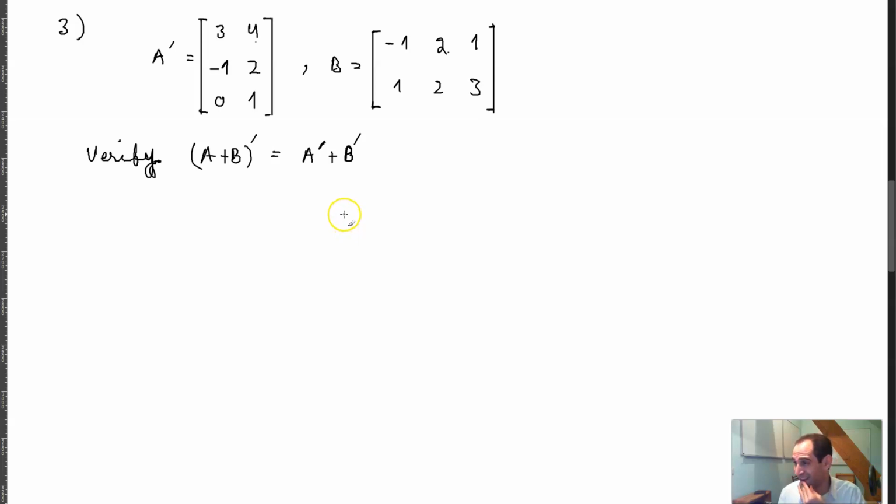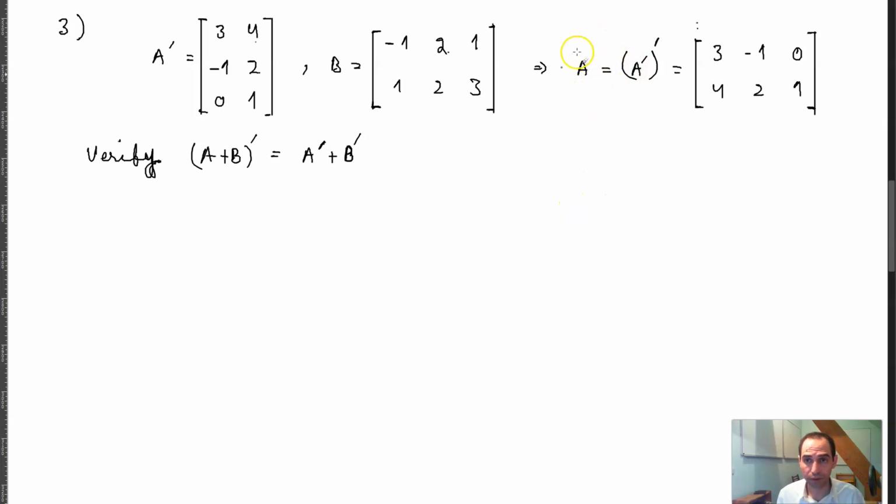Of course, in order to create A plus B, based on the matrix A prime, I can conclude that A is the same thing as A prime whole prime, meaning that I have to take the transpose of this matrix, which means that this column becomes one row here, meaning that I have 3, -1, and 0, and 4, 2, 1. And so this is basically the matrix A.